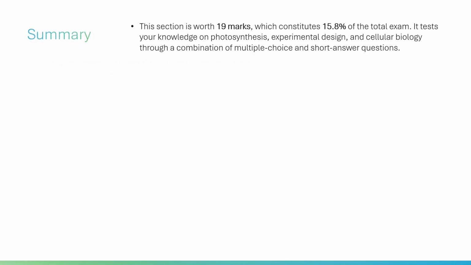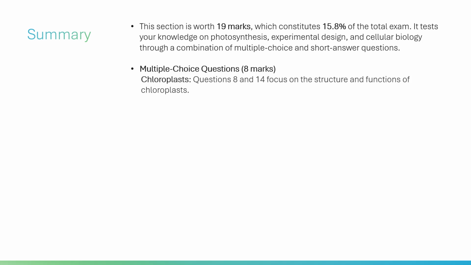This section is worth 19 marks, which constitutes 15.8% of the total exam. It tests your knowledge on photosynthesis, experimental design, and cellular biology through a combination of multiple choice and short answer questions. Multiple choice questions, 8 marks: chloroplasts.